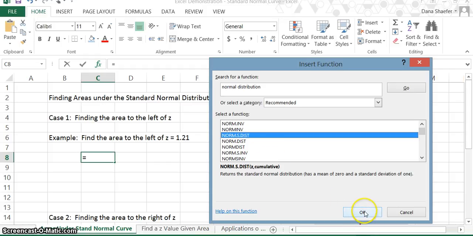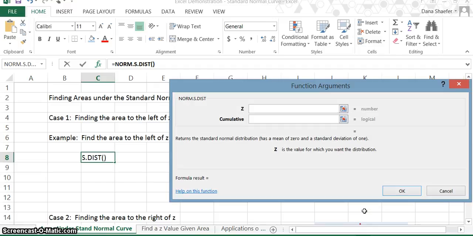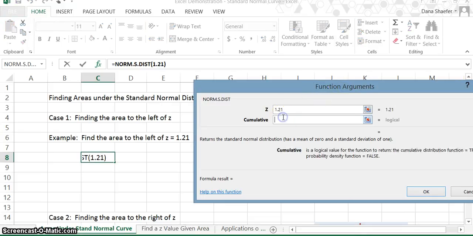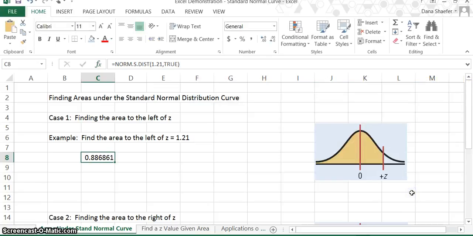So let's click OK. And then it says, well, what z-value are we doing? Let me move mine out of the way to see what it is. 1.21. And cumulative, that's just the question of whether you want to return the cumulative area or not. We want to say true because we want the cumulative area from the left all the way up to that z-score. And then I'll click OK. So 0.886861.